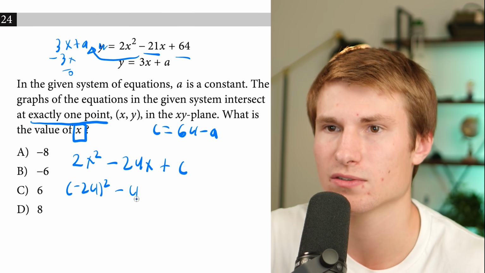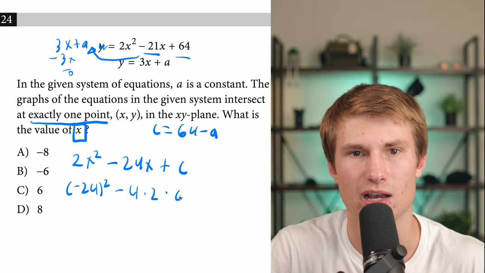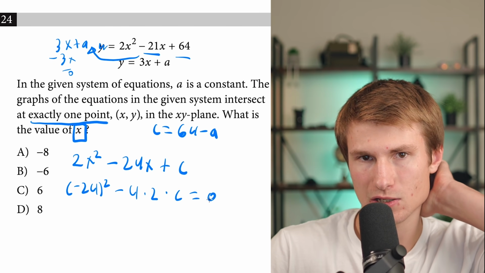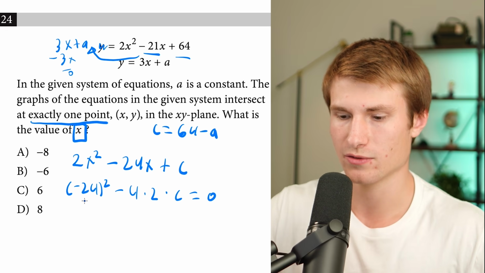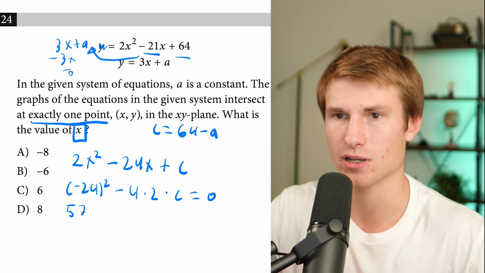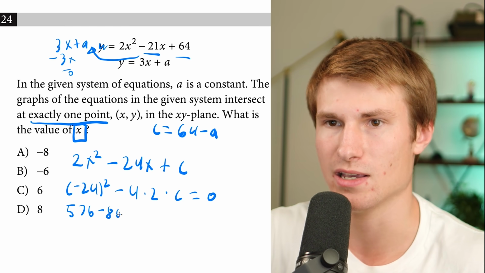All right, from here, we know that our b value is negative 24, so we'll have negative 24 squared minus 4 times our a value, which is 2, times c. And we know that all has to equal 0 for there to only be one real solution. Now, negative 24 squared is going to give us 576 when we put it in our calculators. So we have 576 minus 8c is equal to 0.